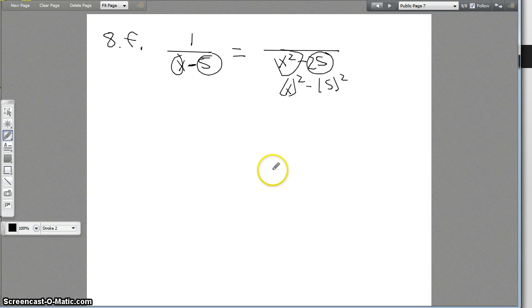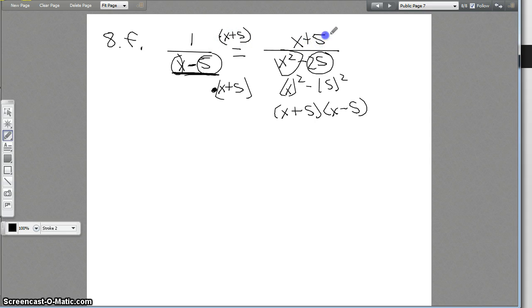And how would I get that? In order to get the difference of two squares, I must have x plus 5 times x minus 5. Well, I started off with x minus 5, so that means I must be multiplying it by x plus 5. That has to be what I multiplied x minus 5 by. So that means we need to multiply our numerator by x plus 5. So we just put x plus 5 up here because we already had just a 1 on the top. So x plus 5 is what goes in the blank.